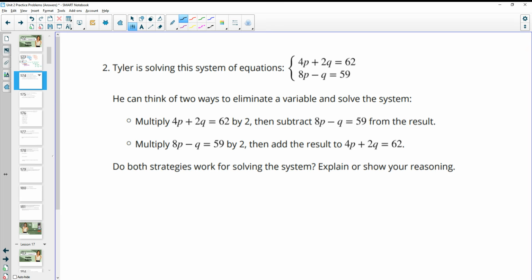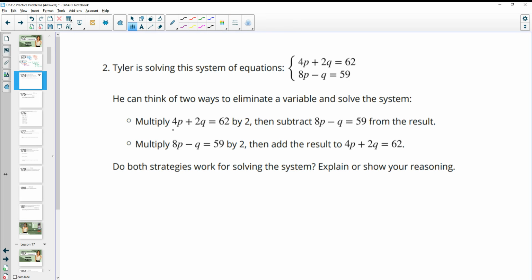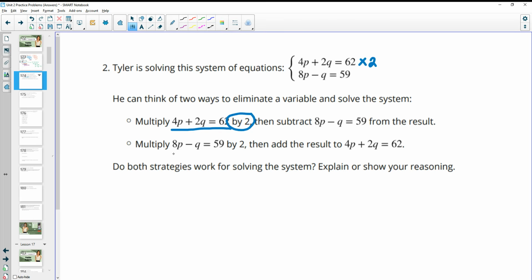Number 2, Tyler is solving this system of equations. He can think of 2 ways to eliminate a variable and solve the system. So the first way that he thinks about it is that he can take the first equation and multiply by 2. Then he could subtract the bottom equation. So his first thing is he's going to multiply this top one by 2. Then his other strategy would be that he can take the bottom equation and multiply it by 2. Then add the result to the first equation. Okay, so multiply the top one by 2 and subtract, or multiply the bottom one by 2 and add.